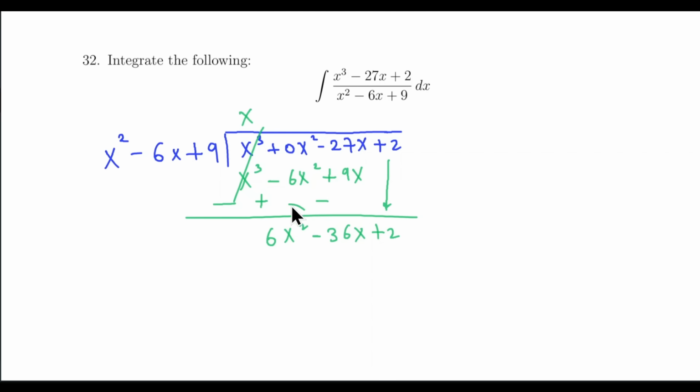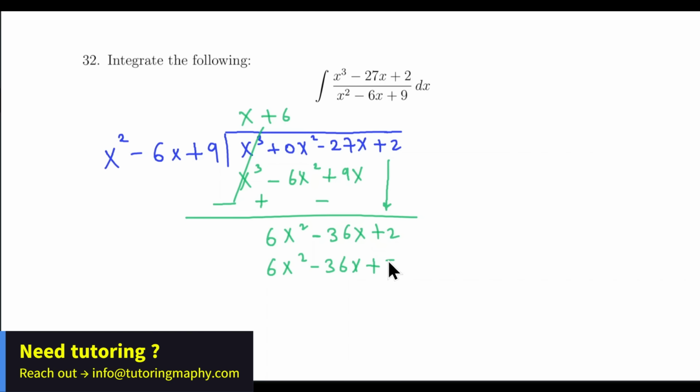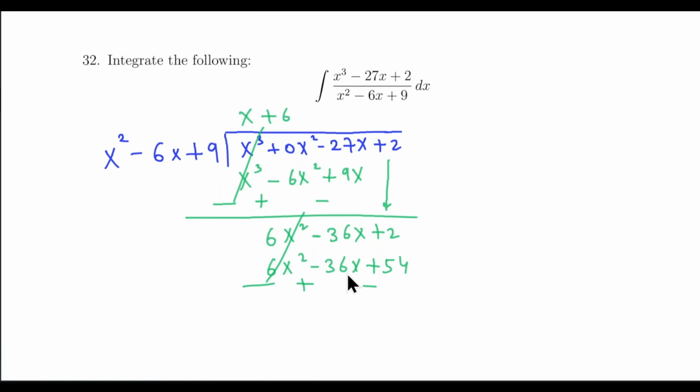And 2 is dropped down, and then once again I divide 6x square by x square to get 6 and multiply 6 with this entire thing. So this will become 6x square minus 36x plus 54. Gone, gone, gone. So this and this is also gone. So I'm just left with a remainder of 56. Okay. So the question is actually now dividend over divisor will be equal to the quotient, which is x plus 6, plus remainder, which is 56 over the divisor, which is x square minus 6x plus 9.